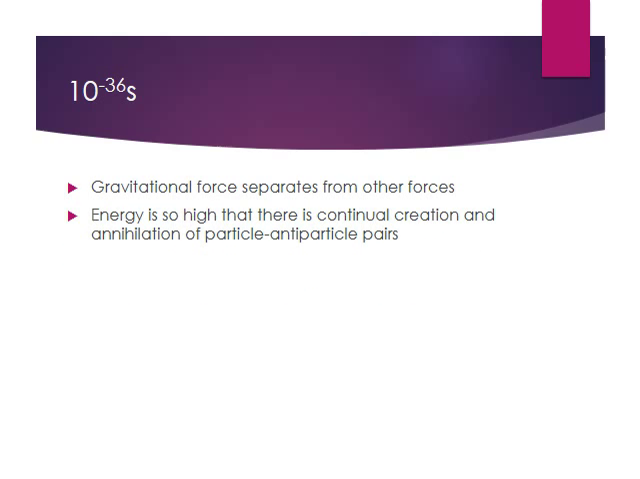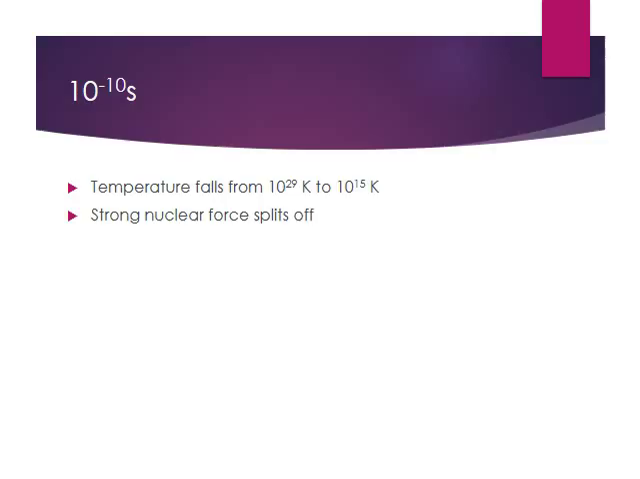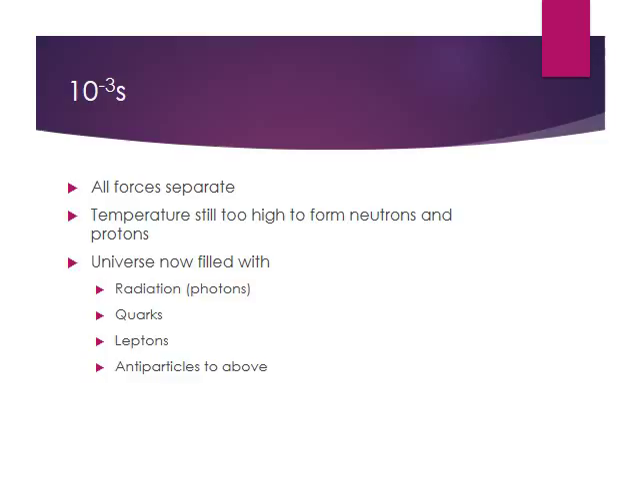By 10 to the minus 36 seconds, gravitational force separates from the other forces. Energy is so high that there is continual creation and annihilation of particle-antiparticle pairs. 10 to the minus 10 seconds, the temperature falls from 10 to the 29 Kelvin to 10 to 15 Kelvin, and the strong nuclear force splits off. At 10 to the minus 3 seconds, all forces have now separated.